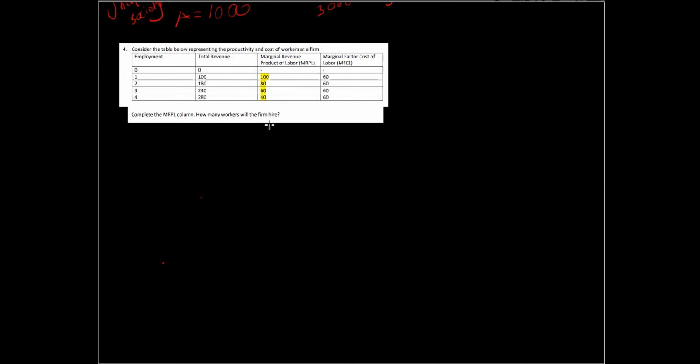So before we dig into it, let's talk about what each of these things mean conceptually. If you notice, our first column here isn't quantity like it is in a lot of our tables. It's employment. So we can think of this as number of employees.